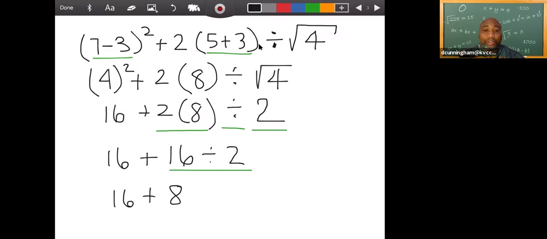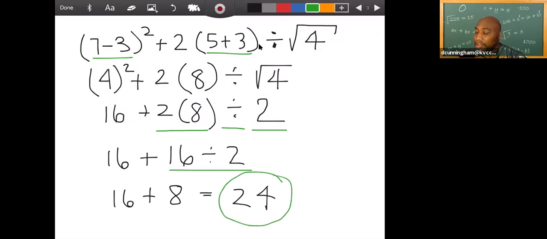Now we just do adding, subtracting. The only thing we have here is adding. So it'll be 16 plus 8. In our case, it will be 24. And that'll be our answer. And if that's our answer, let's circle it for the final answer.